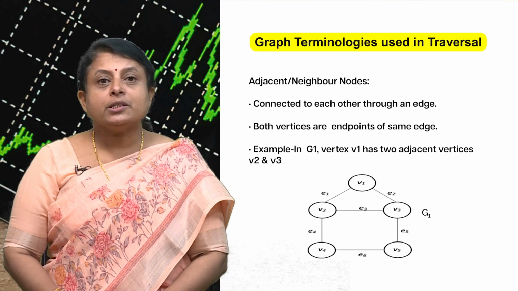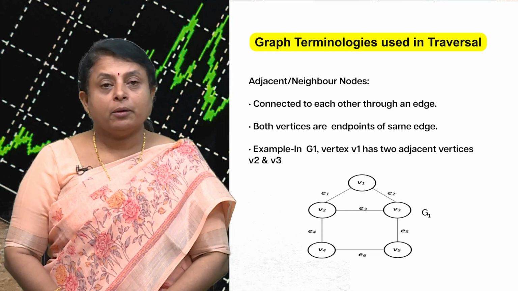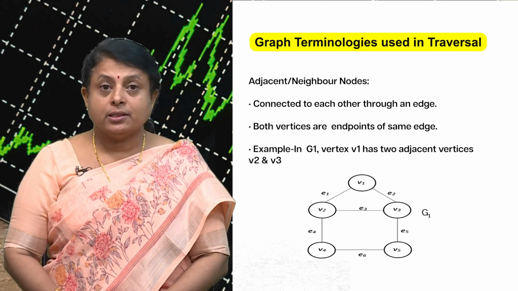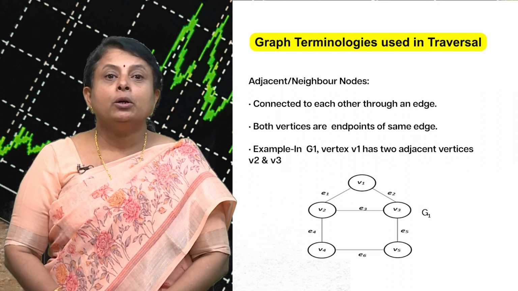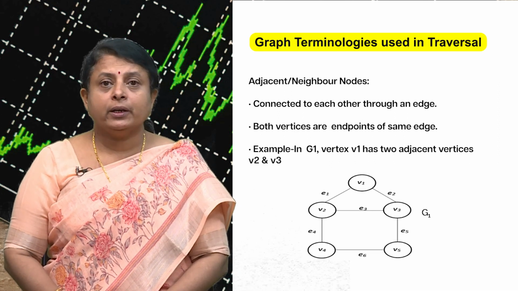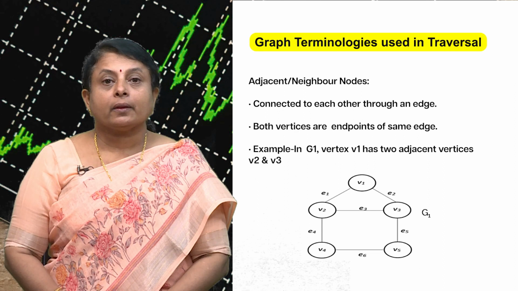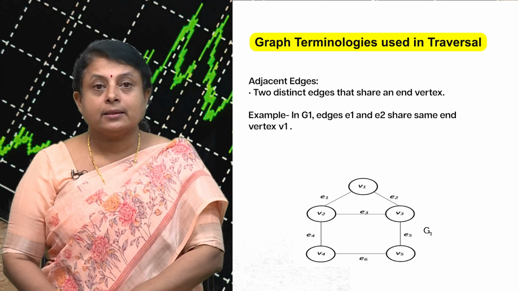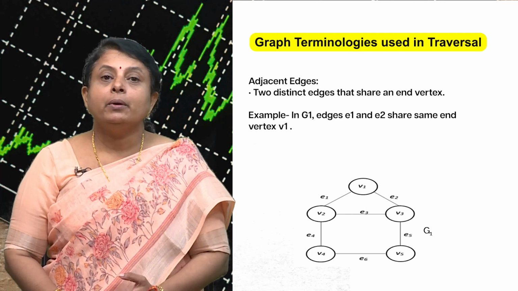Some of the graph terminologies which we will be using in graph traversal. First is adjacency. Adjacency can be of two types. Adjacent or neighbor nodes are connected to each other through an edge. That is, those nodes which are connected to each other through an edge are called adjacent or neighboring nodes. Both the vertices are endpoints of the same edge. For example, in the graph G1, vertex V1 has two adjacent nodes V2 and V3. Adjacent edges are two distinct edges that share an end vertex. For example, in the graph G1, edges E1 and E2 share the same end vertex V2.